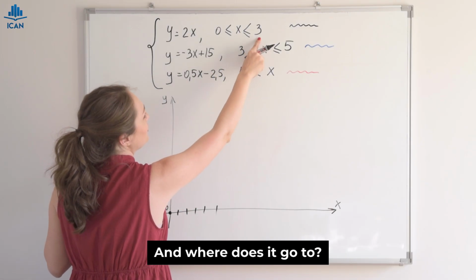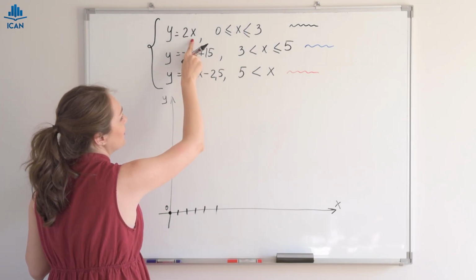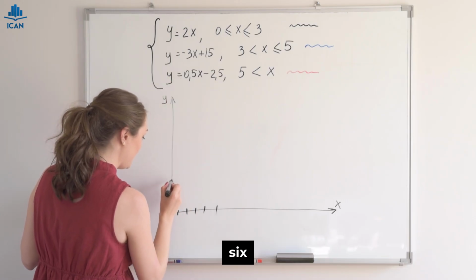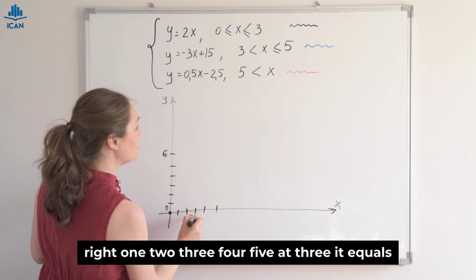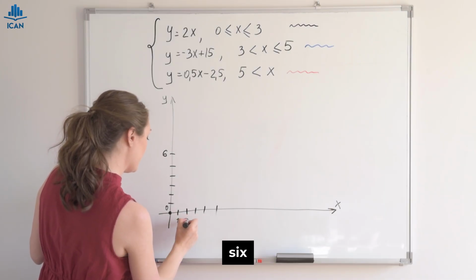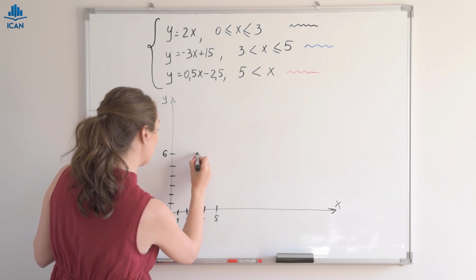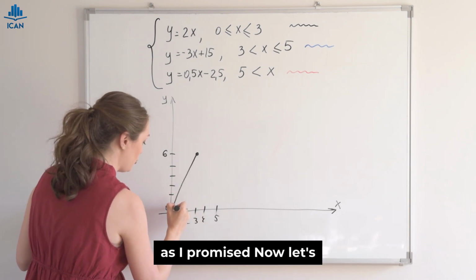And where does it go to? To point 3. Good, interesting. 2 times 3 is what? 6. 1, 2, 3, 4, 5, 6. So at 3, write 1, 2, 3, 4, 5. At 3, it equals 6. That's the point, right? And we'll draw it in black as I promised.